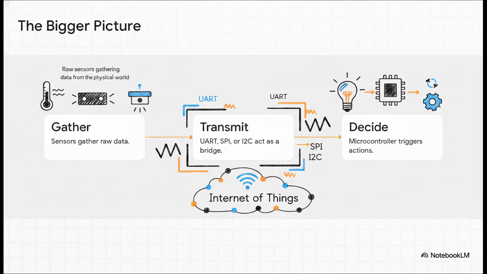Let's move on and see how this builds into the bigger picture. Raw sensors gather data from the real world, sure. But that data is entirely useless until UART, SPI, or I2C act as the crucial bridge over to the microcontroller. The microcontroller acts as the brain, making decisions. Without these 3 foundational protocols, the entire Internet of Things literally would not exist.